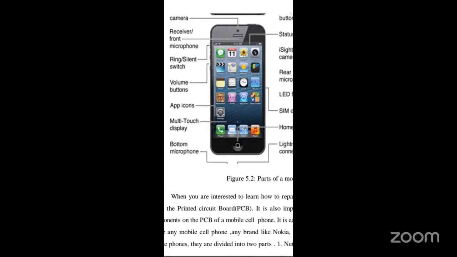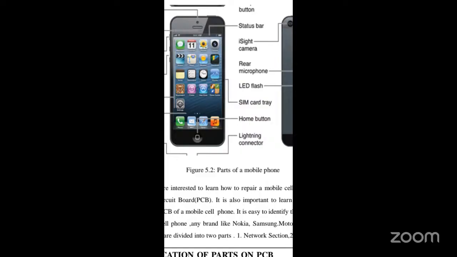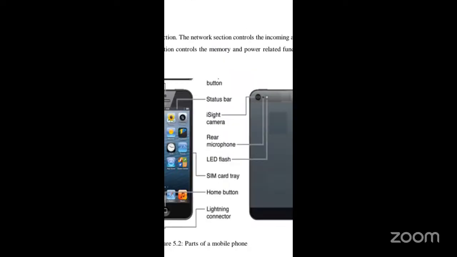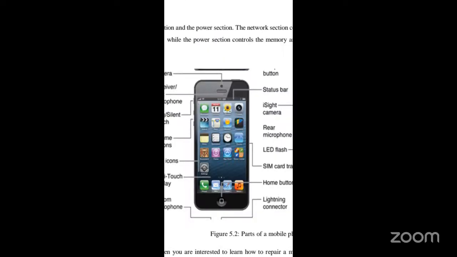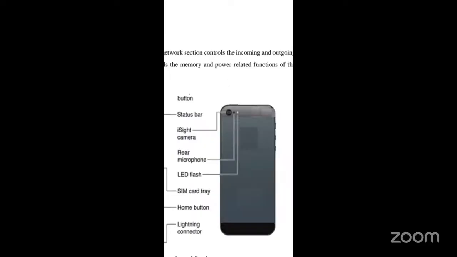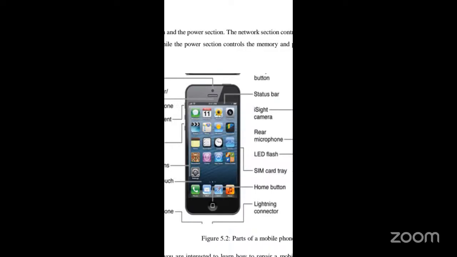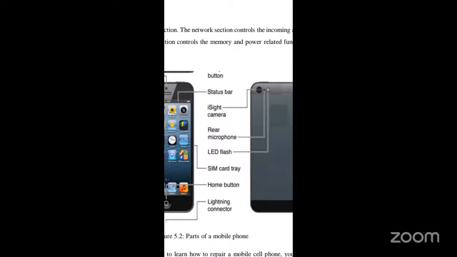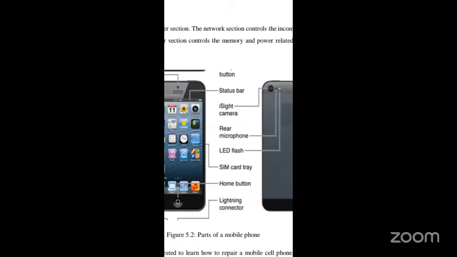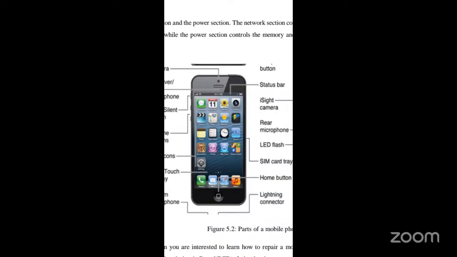See, app icons, multi-touch display, bottom microphone, lightning connector. The power section controls the memory and power related functions of the phone. The network section controls the incoming and outgoing phone calls, while the power section controls the memory and power related functions of the phone.